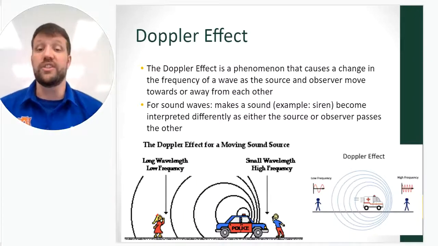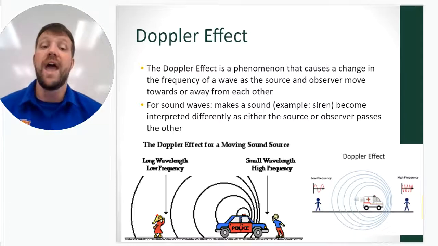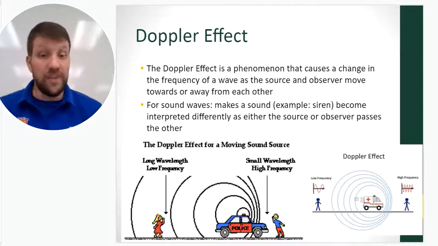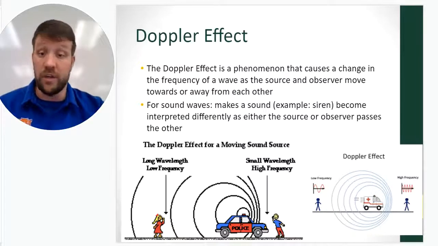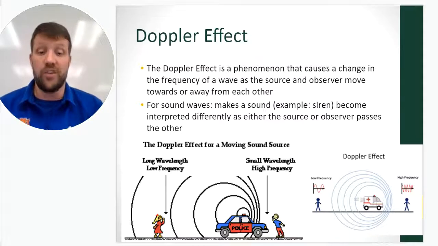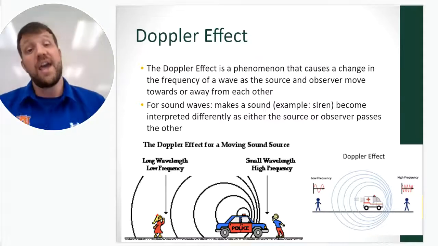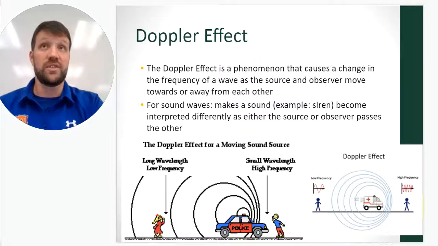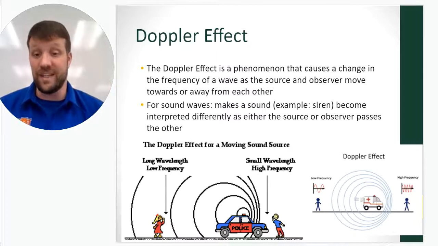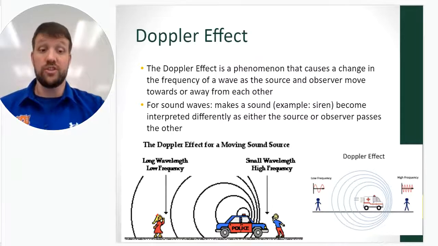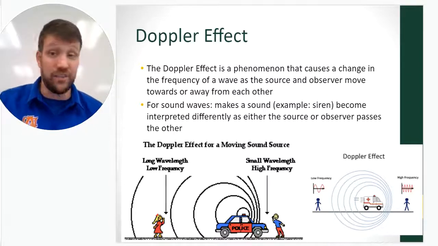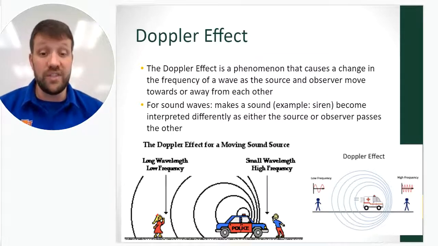It's a phenomenon that causes a change in the frequency of a wave as the source and observer move towards or away from each other. And so for sound waves, the most common example here, you've got a siren, and it's interpreted differently as the source passes the other way. This only happens if the source of the sound and the observer are traveling at different velocities. So as in you driving down the road, and then you have to pull over, right, so it can pass you, or at least slow down. Well, you have different velocities, and so it moves past you.